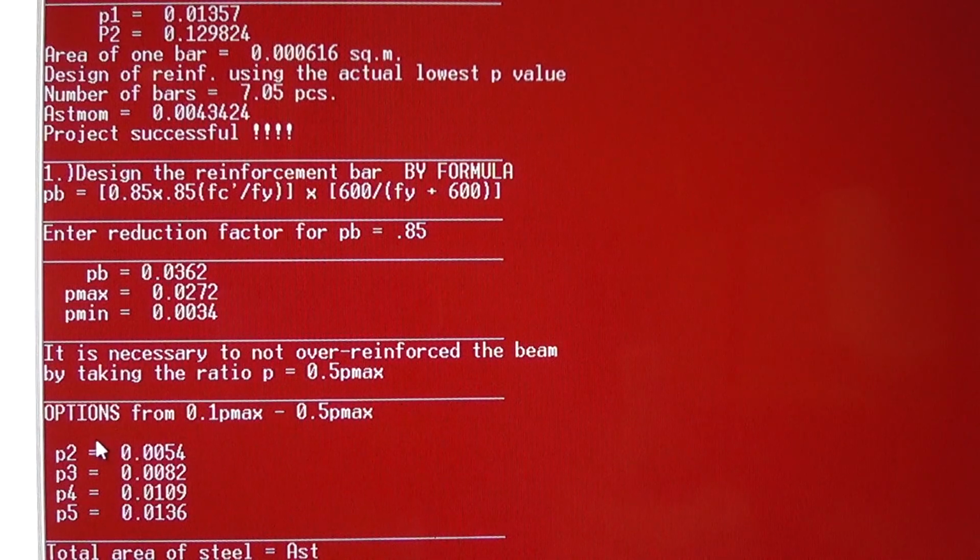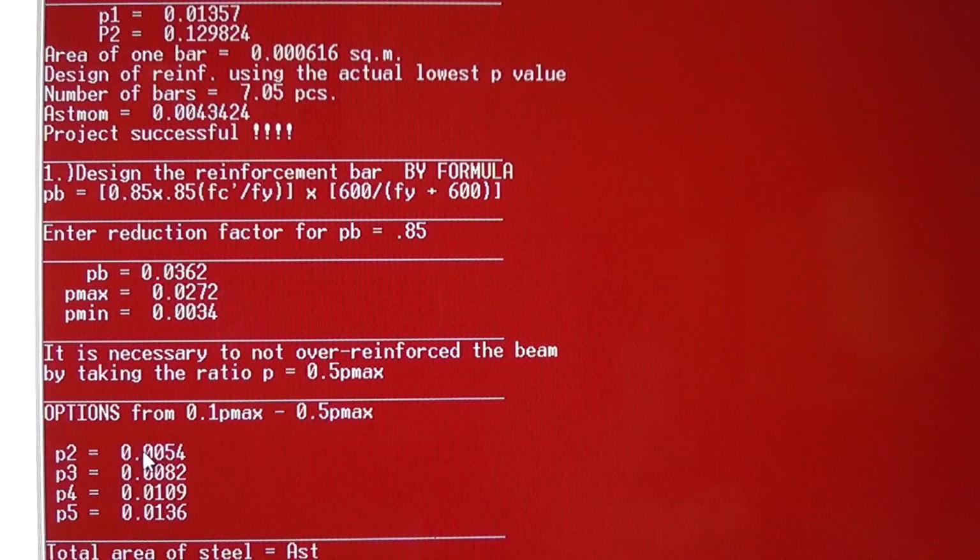0.2 P max is right here, 0.005. That is the reinforcement ratio that is usable for the design, and then the P3 here is 0.3 multiplied by P max, and I usually use this. I end up using this. I'm just showing you the breakdown of the options that you're allowed to use.